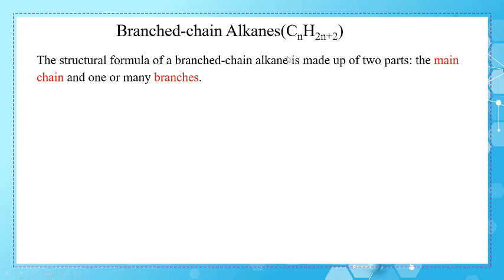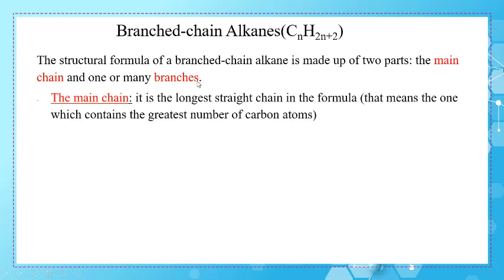Now, branched chain alkanes. What is the difference between straight chain alkanes and branched chain alkanes? Both have the same general formula, but the difference is in the structural formula. The structural formula of a branched chain alkane is made up of two parts, the main chain and one or more branches. What is the main chain? The main chain is the longest straight chain in the formula.